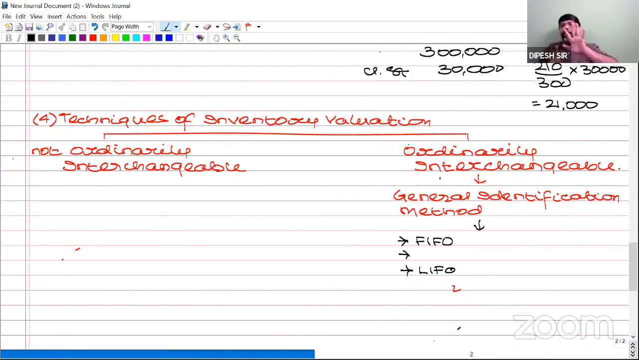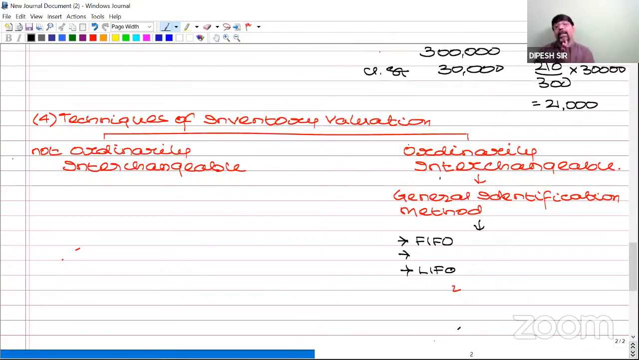When I say I am following the FIFO basis, that means I am first selling from lot 1, then lot 2, then lot 3, then lot 4. That means the goods which are unsold, 300 units, are left from the last lot. Fair enough: 200 from the 5th lot and 100 from the 4th lot.